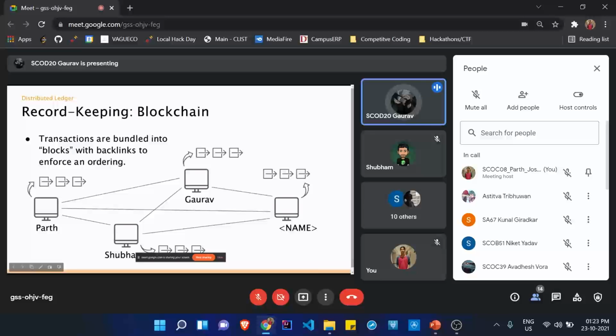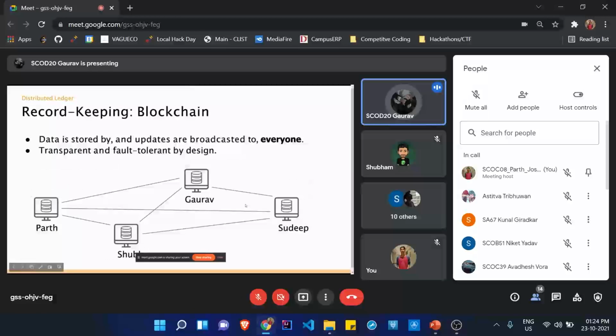So cool. Let's move on. By the way, any doubts in this, like how we store the transaction or something?